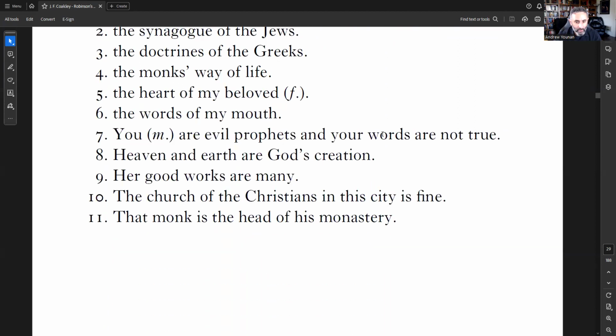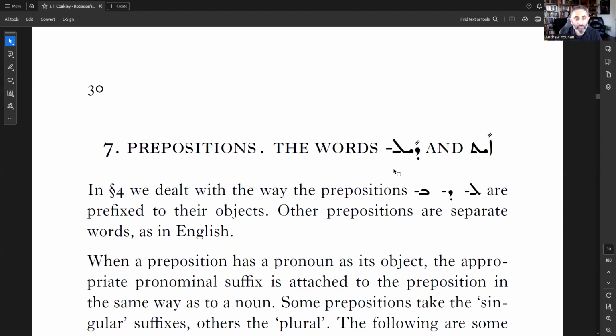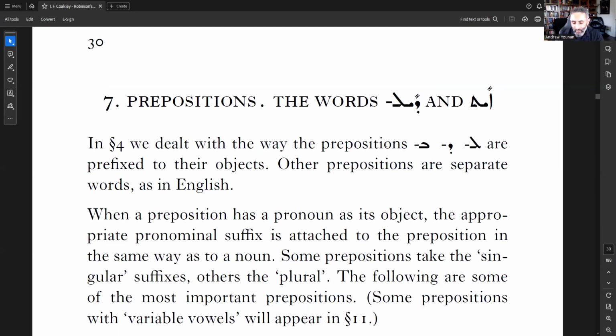Great practice. Now, for this lesson, I would like to go over the next chapter as well. If you don't feel like it, you can pause here and do this another time. The prepositions and the words ith and dil. This follows from the last chapter. In chapter 4, we dealt with the way the prepositions beth, deleth, and lemeth are prefixed to their objects. Other prepositions are separate words, as in English.